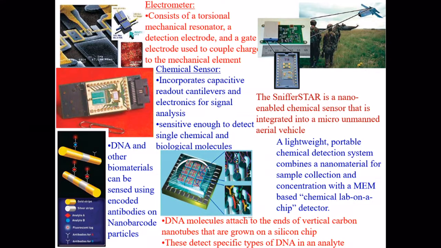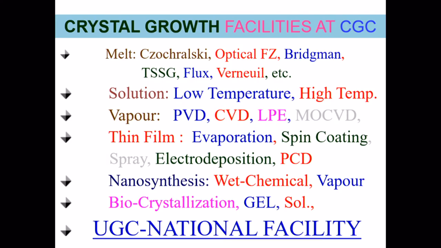This is again about sensors, a DNA sensor and chemical sensor made from carbon nanotubes and gold nanoparticles. Everything organic based, carbon based, has many applications. Okay, I hope I have given an insight about the materials: carbon, silicon, sapphire, titania, oxides, most of the oxides.